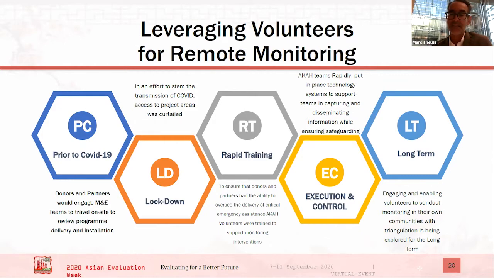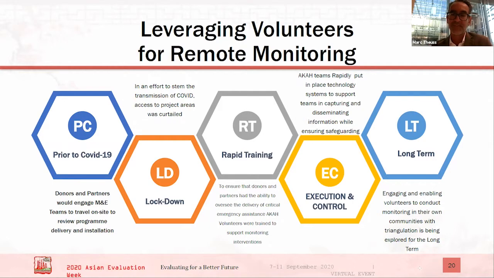Since that time, Akka has successfully engaged that network of volunteers, who are using the technology platforms that have been developed quickly to generate monitoring data. I think Hadi will talk about that in more detail, but that's led to rich insights and reliable, useful monitoring data. It has also provided a platform for greater participation of volunteers in overseeing the program and ensuring program quality.